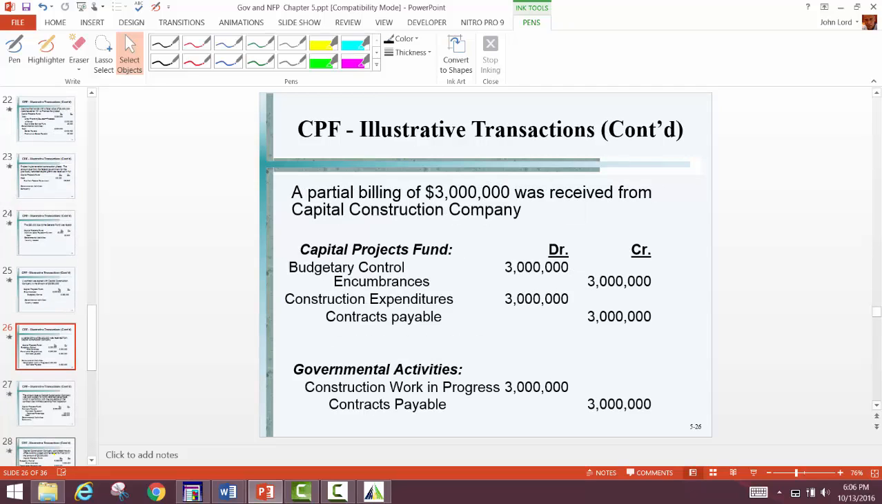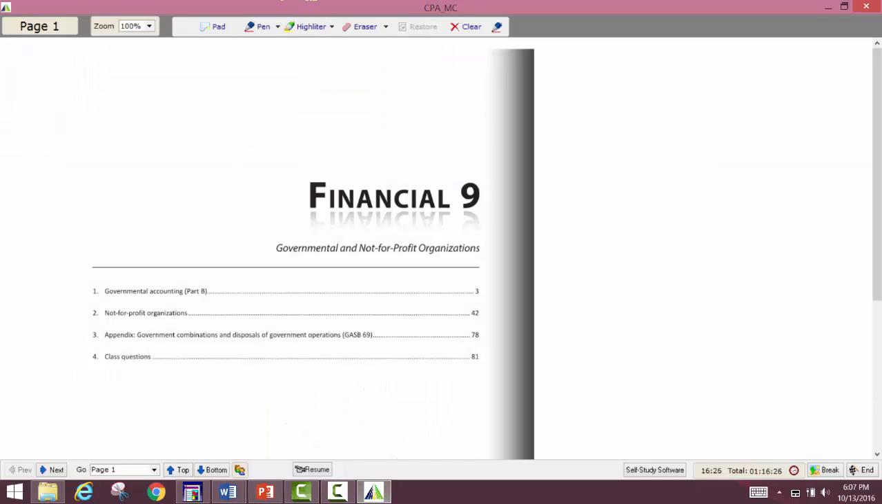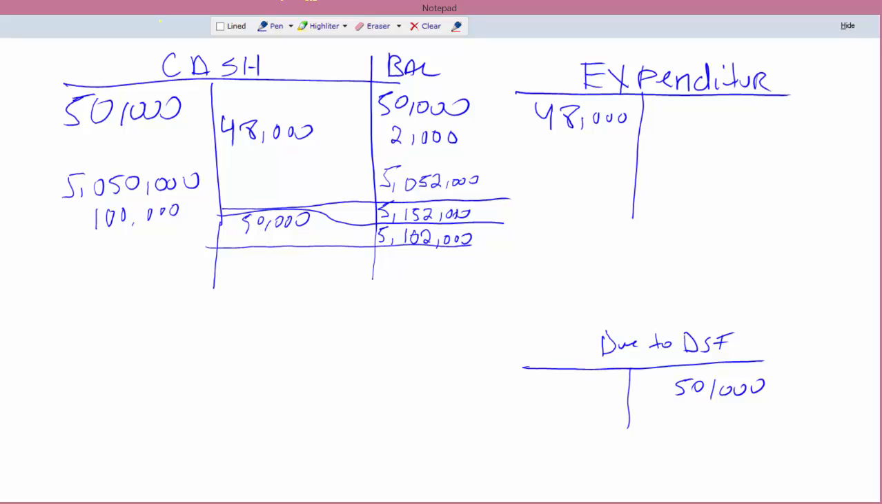Then what? Then the guy bills us, and he bills us for $3 million. When he bills us for $3 million, we do what? Debit the budgetary control, credit the encumbrance, debit the expenditure, credit the contracts payable for the full $3 million. Right now, we don't know what the final cost of this project is going to be, so we're assuming that the amount that he billed us for is also the amount we encumbered for here, right? So we just go ahead, reverse the encumbrance, set up the expenditure. So you come over, and if you go back to my cash account now, we just credited cash for $3 million.